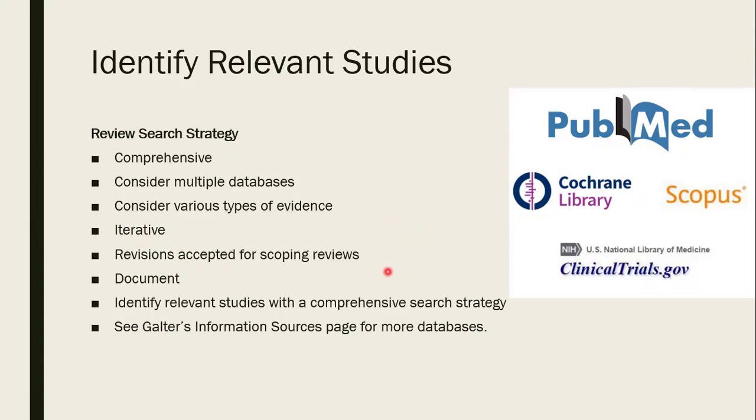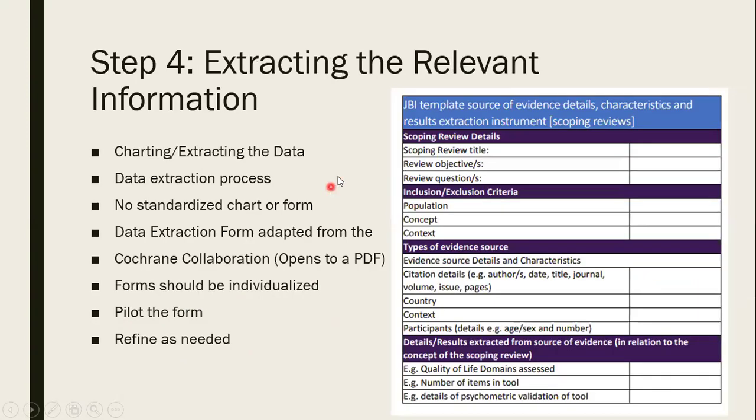You need to document the search strategy. With the search strategy, you can identify the relevant studies with the comprehensive search strategies already used. See the Galter information source page for more databases. Step number 4, extracting the relevant information. To extract the relevant information, you need to do charting or extracting of the data.